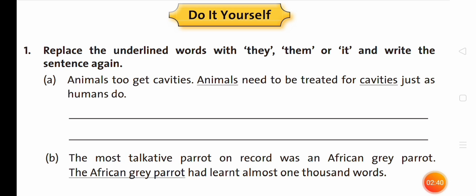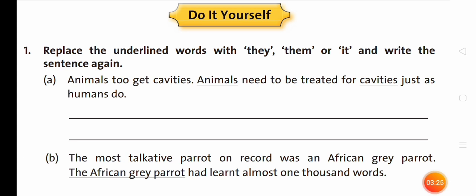Now I read the question and try to understand. Replace the underlined words with they, them or it and write the sentence again. Number A. Animals can get cavities. Animals need to be treated for cavities just as humans do.